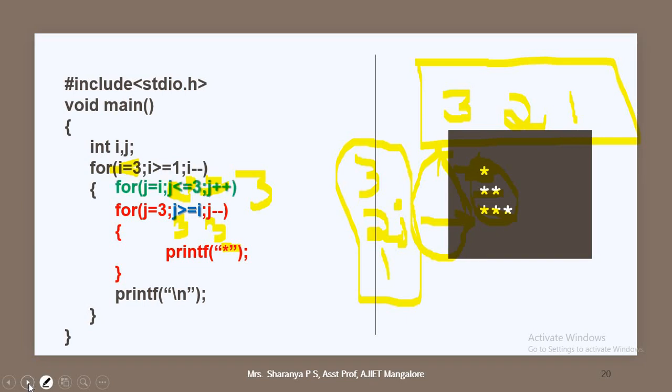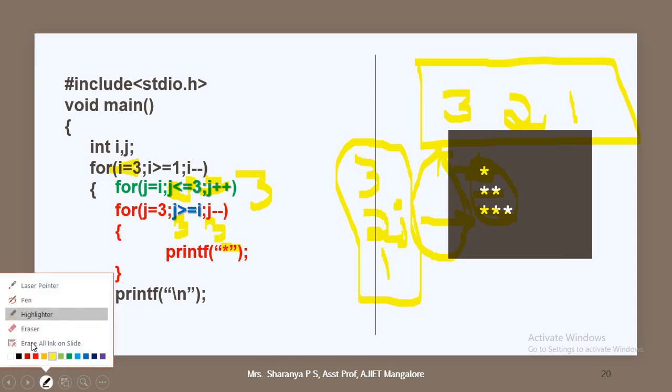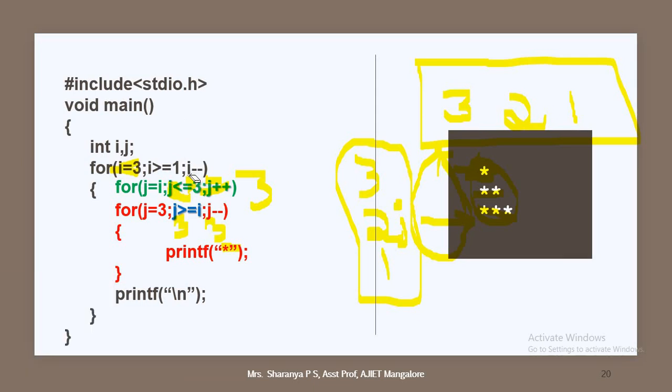One more way we can make changes: instead of writing J equal to 3, we can write J equal to I, which is also nothing but J equal to 3, and we will be running while J is less than or equal to 3. 3 is nothing but the I value. This is also allowed. Here it will be using the combination of decrement and increment operators.